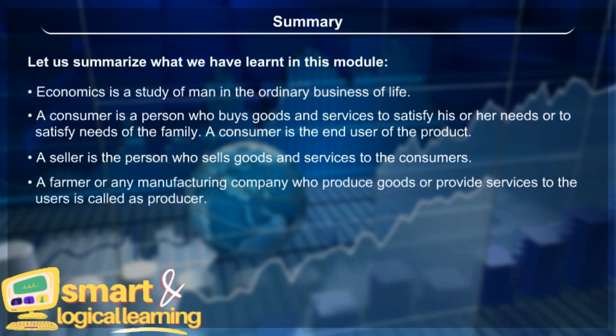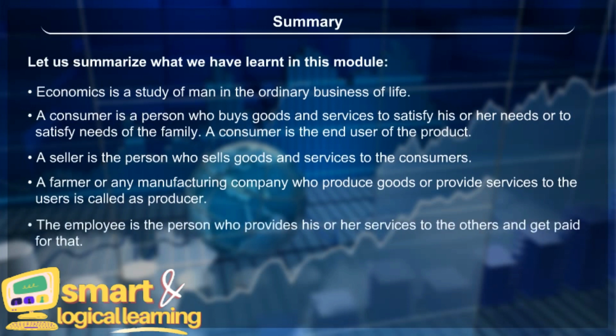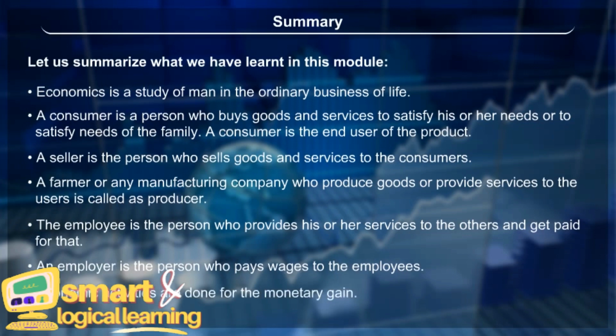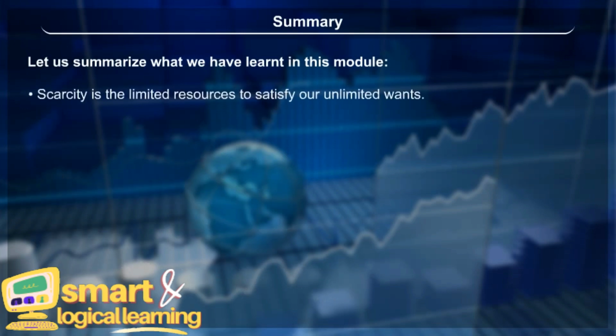A seller is the person who sells goods and services to the consumers. A farmer or any manufacturing company who produces goods or provides services to the users is called a producer. The employee is the person who provides his or her services to others and gets paid for that. An employer is the person who pays wages to the employees. Economic activities are done for monetary gain. Scarcity is the limited resources to satisfy our unlimited wants.